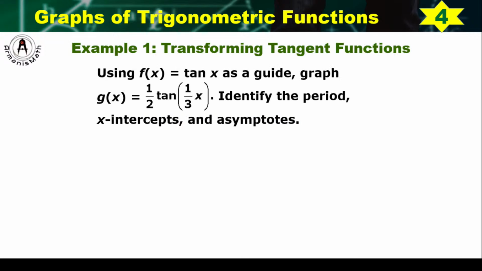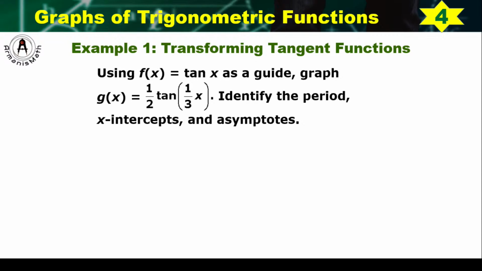Here's an example of a tangent that is obviously a child. This is a child graph of a tangent, and this one goes like this. Using f of x as tangent x as a guide, graph g of x, which is 1/2 tangent 1/3 x. Identify the period, the x-intercepts and the asymptote. Okay, how do I do that?